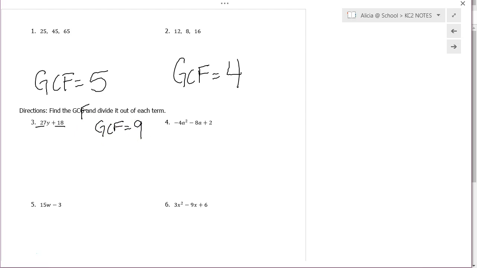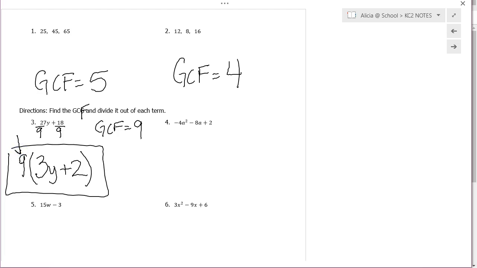What I want to do then is divide each of these terms by 9. So 27y divided by 9, and since I'm dividing that out, I'm going to represent that by taking a 9 out, opening up parentheses, and rewriting my new terms. So 27 divided by 9 is 3. Don't forget my y. Plus 18 divided by 9 is 2. Now notice, if I were to distribute that 9 in, we should get the same answer, right? 9 times 3y is 27y, 9 times a positive 2 is a positive 18. So all we want to do here is take out that GCF, which is right in the front here, so that we have smaller terms to work with in our binomial.